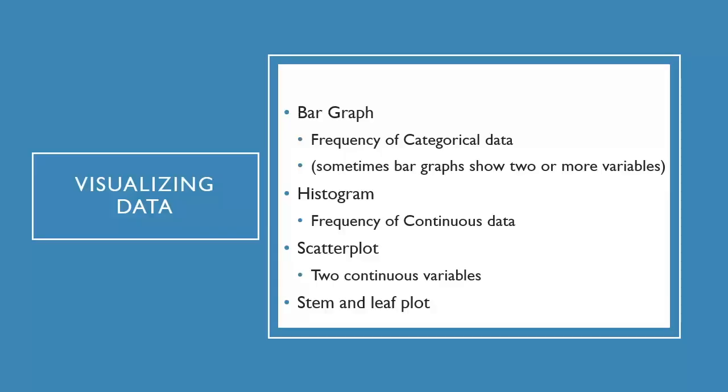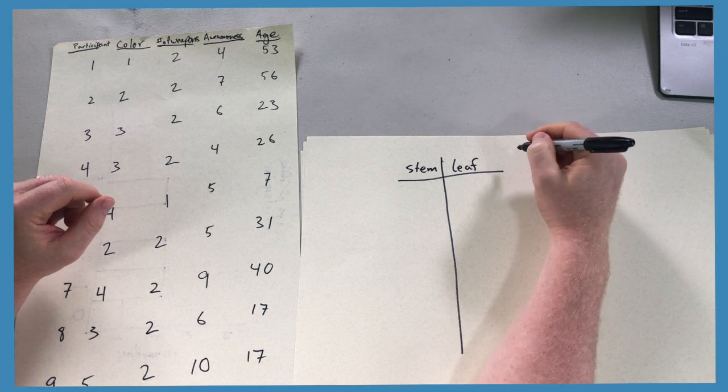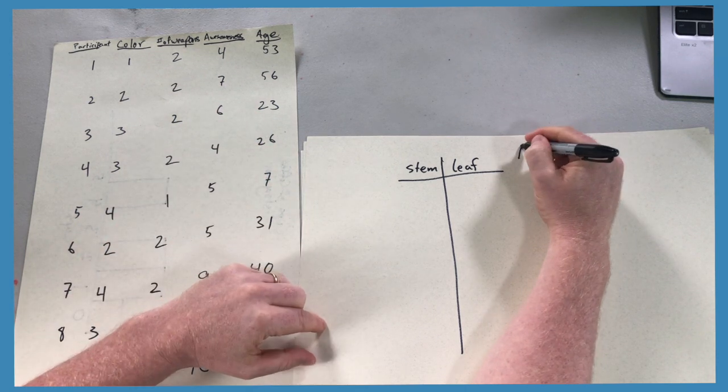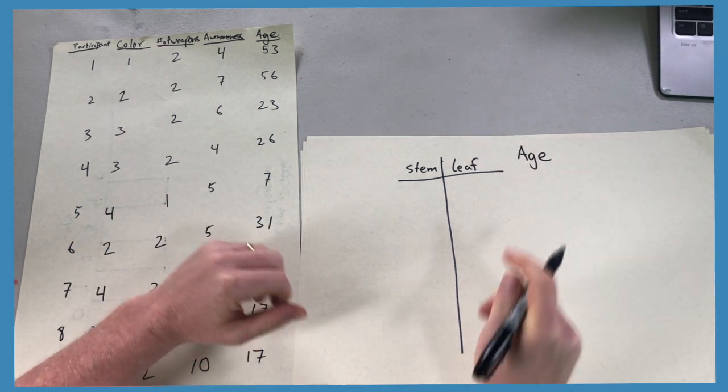Now the last one I want to show you is a stem and leaf plot. Stem and leaf plots are not very common nowadays, but you should probably know how to do them. The stem and leaf plot is only for one continuous variable. The stem refers to the tens place. So what we're going to do is a stem and leaf plot of age right here. So this will be age.